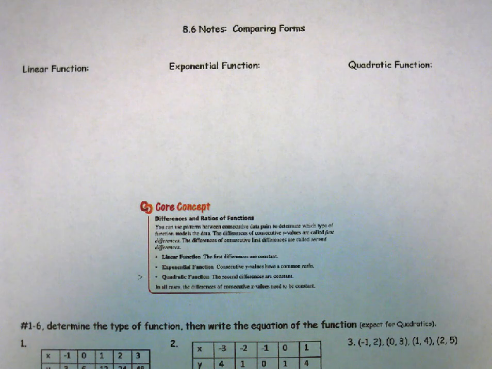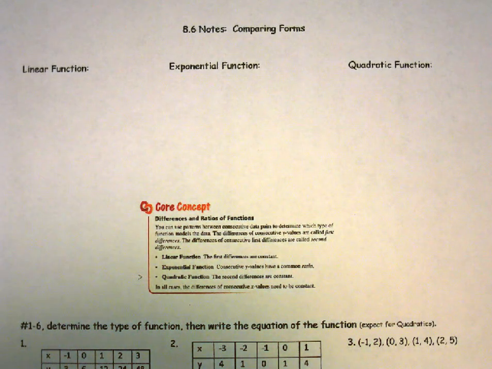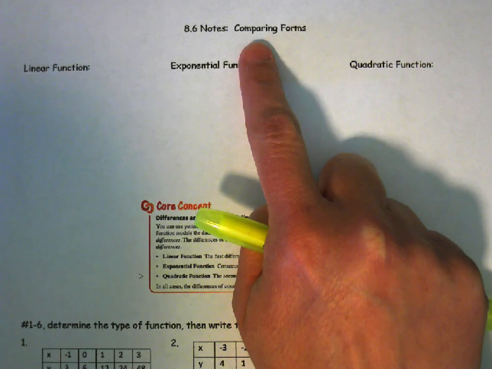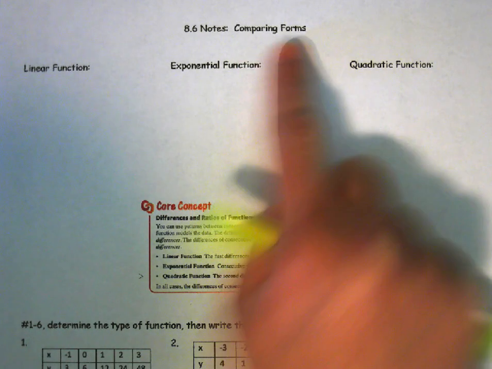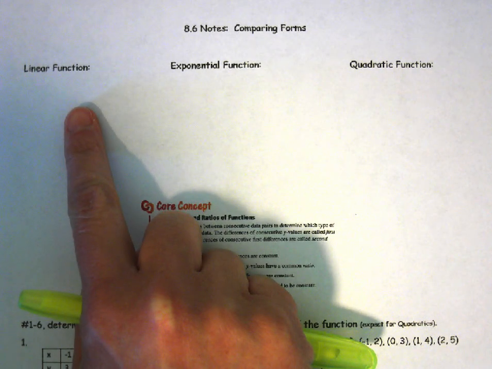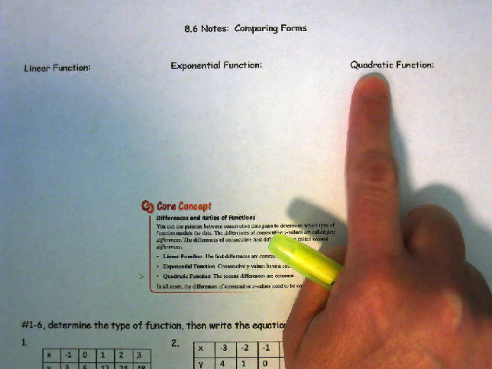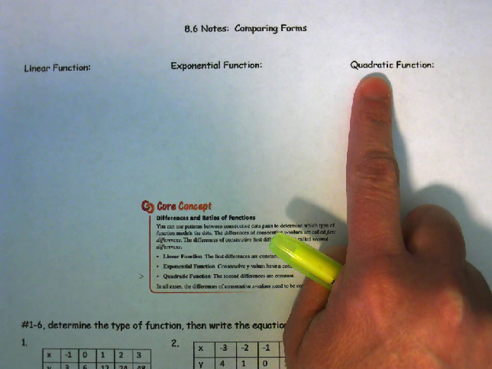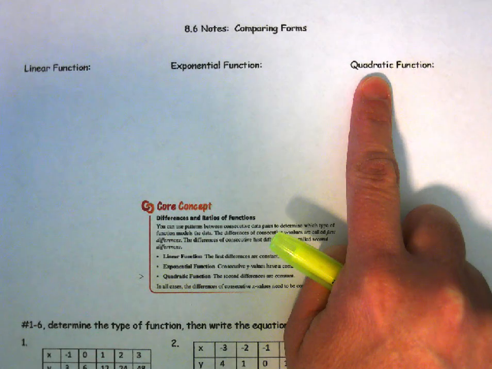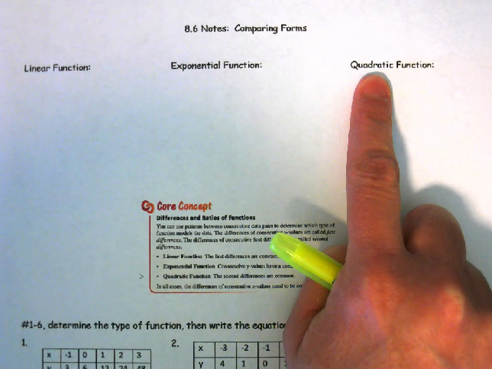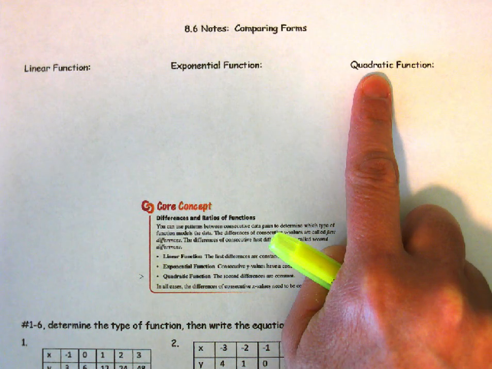Class, today will be our final lesson for Chapter 8, and that is where we're going to be comparing different forms. So if you look at the paper here, across the top we have the three forms: linear, exponential, and quadratic. Now quadratic is what we were doing here in Chapter 8, where we taught you the three different forms. So you learned standard, vertex, and intercept.